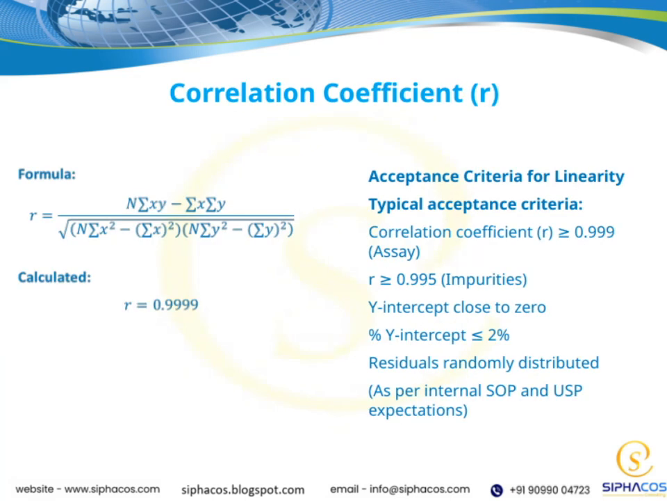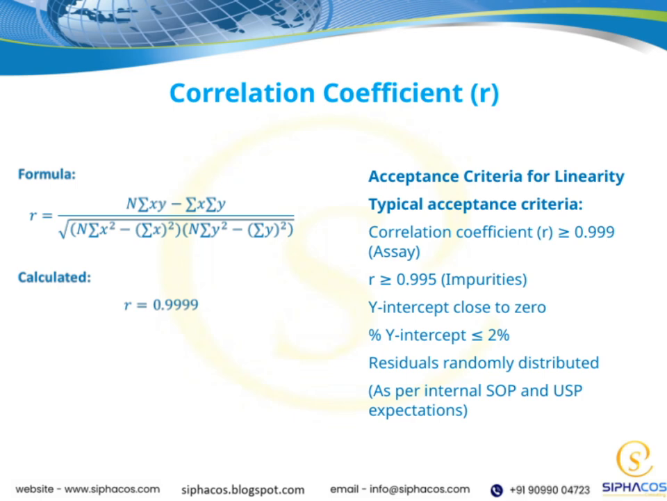Let's go over the acceptance criteria for linearity. First, the correlation coefficient, or R, is a key indicator of how well our data fits a straight line. For assay methods, we typically want R to be at least 0.999, which shows an extremely strong linear relationship. When it comes to impurities, the threshold is slightly lower, with R needing to be at least 0.995.